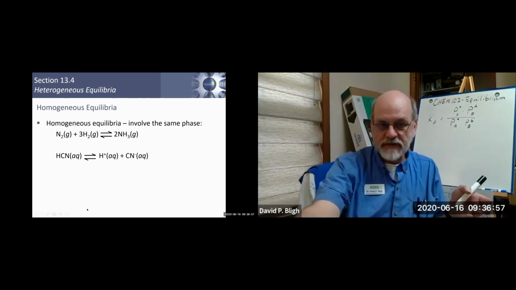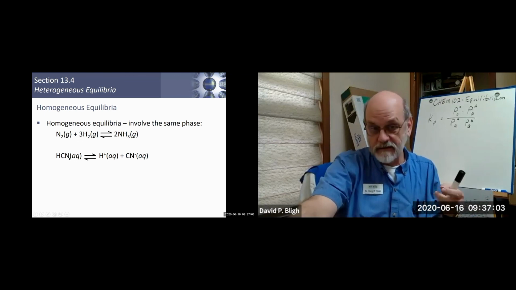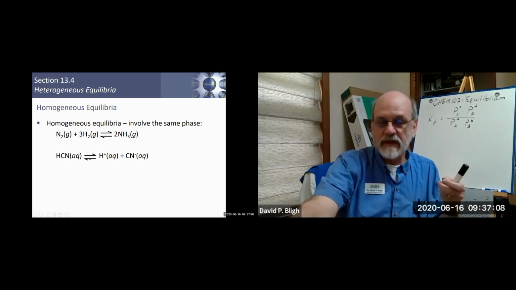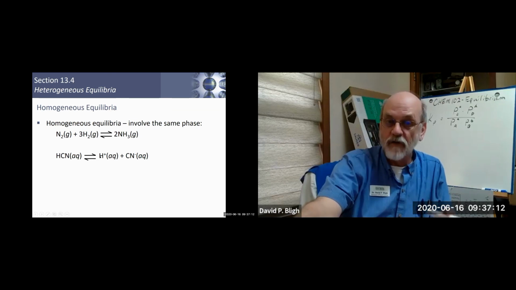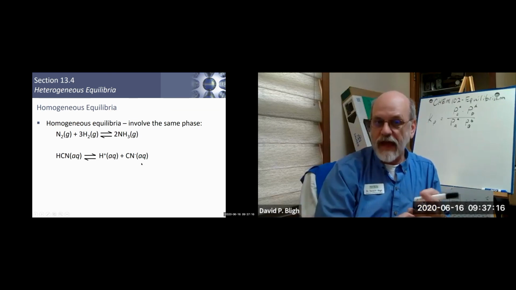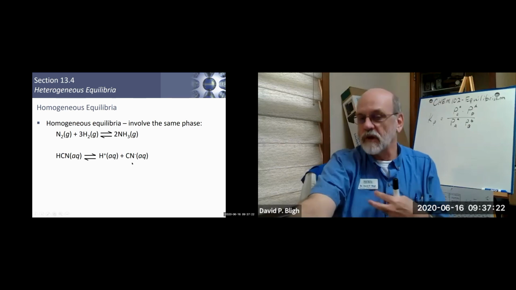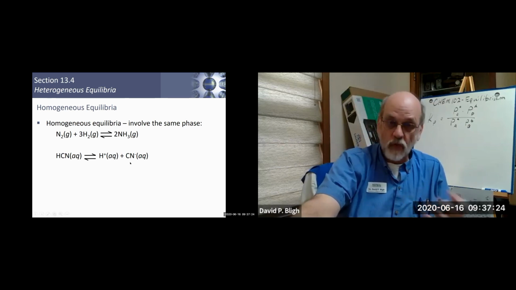For this other example, hydrogen cyanide or hydrocyanic acid, since it's in aqueous solution, is in equilibrium with its dissociation product of protons and cyanide ions in solution. Everything's in solution. That's a homogeneous equilibrium. Right? So if that's homogeneous, what's heterogeneous?